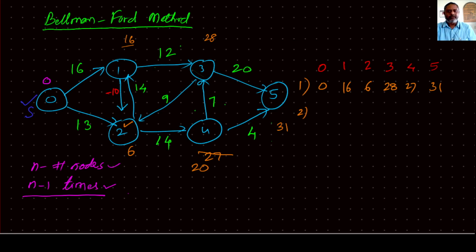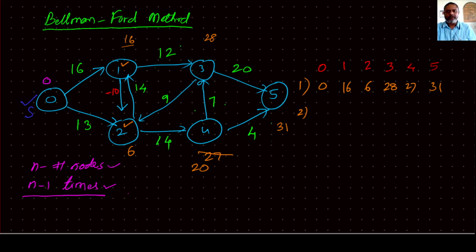Then who is next? 16, 20, 28, 31. Therefore the next choice is node 1. From node 1 we can go to node 2. 16 minus 10 is 6, as it is, no change.